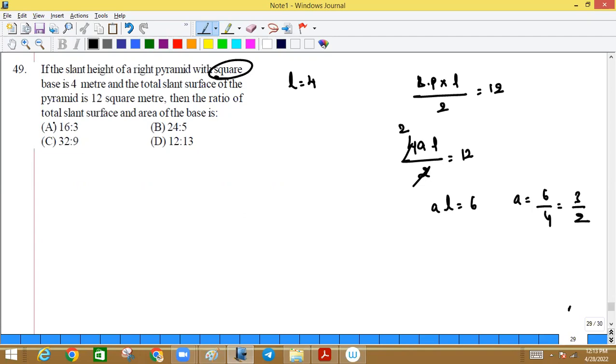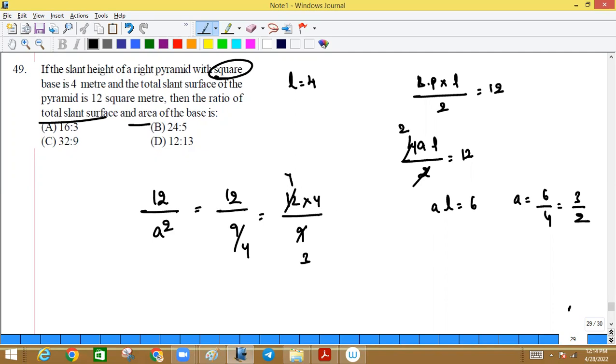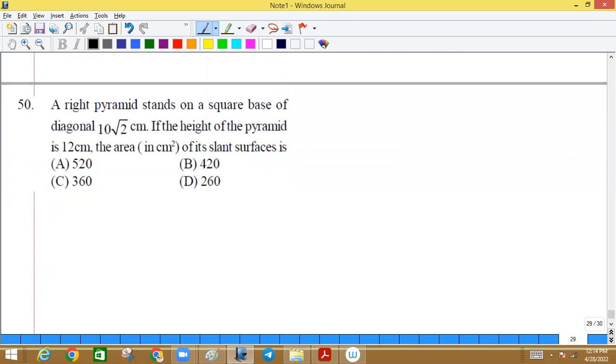It is asking you the ratio of the total slant surface area, that is 12, by base area, that is a square. 12 by 9 by 4. 12 into 4 by 9. 3 3s are 9, 3 4s are 12. Answer is 16 by 9. Total slant surface area means lateral surface area. Base area is the square area, a square. It is already given that the lateral surface area is 12, so I am taking it directly. Base area is a square, so I am taking it as 9 by 4.